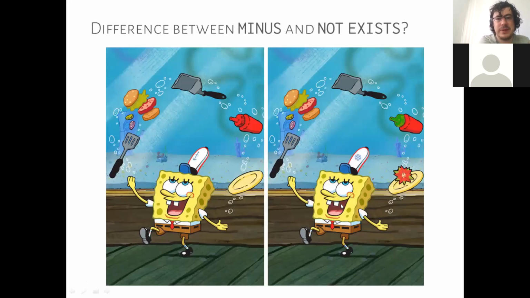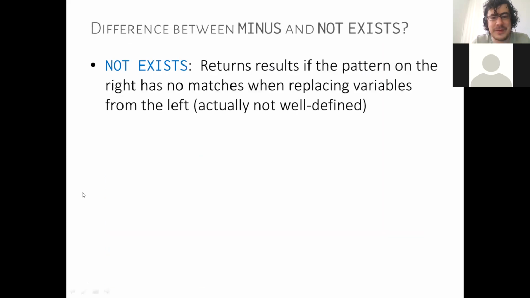What is the difference between minus and not exists? We have a flower here. This part is green. Maybe one more. Symbol on the hat is different. I think there's a couple more you can look for later. So it's hard to spot the differences.